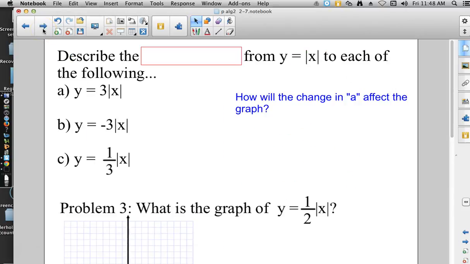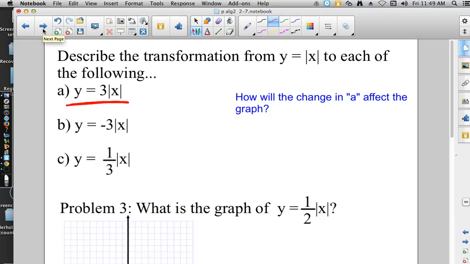So now we see A. We're going to describe those transformations that we know come from the number that's in front. We talked about these yesterday. What happens to a graph if you multiply by a number bigger than 1, and what happens to a graph if you multiply by a number between 0 and 1? So what's going to happen to our parent function if that 3 is in front of it? You remember from yesterday.